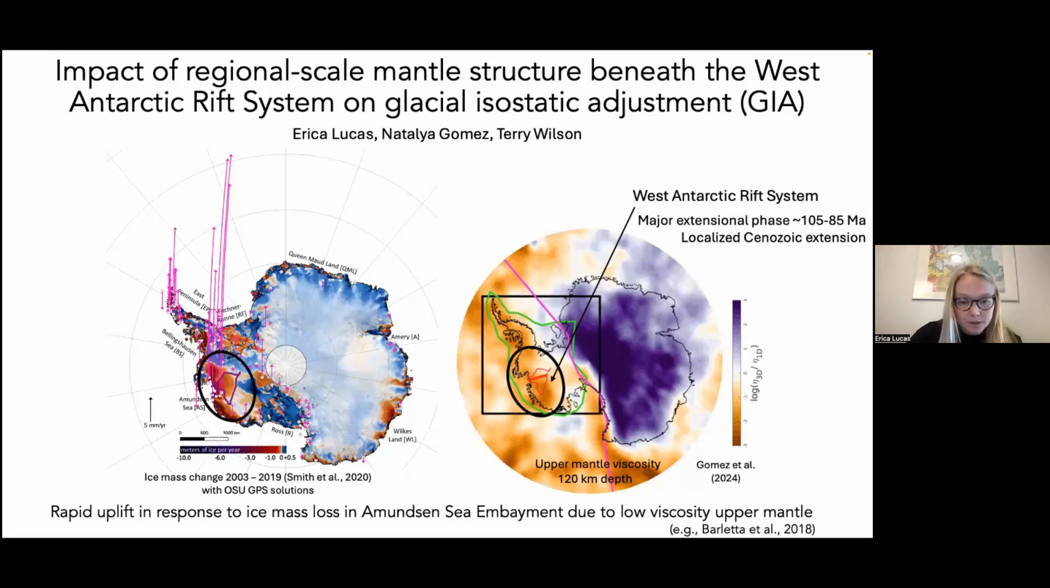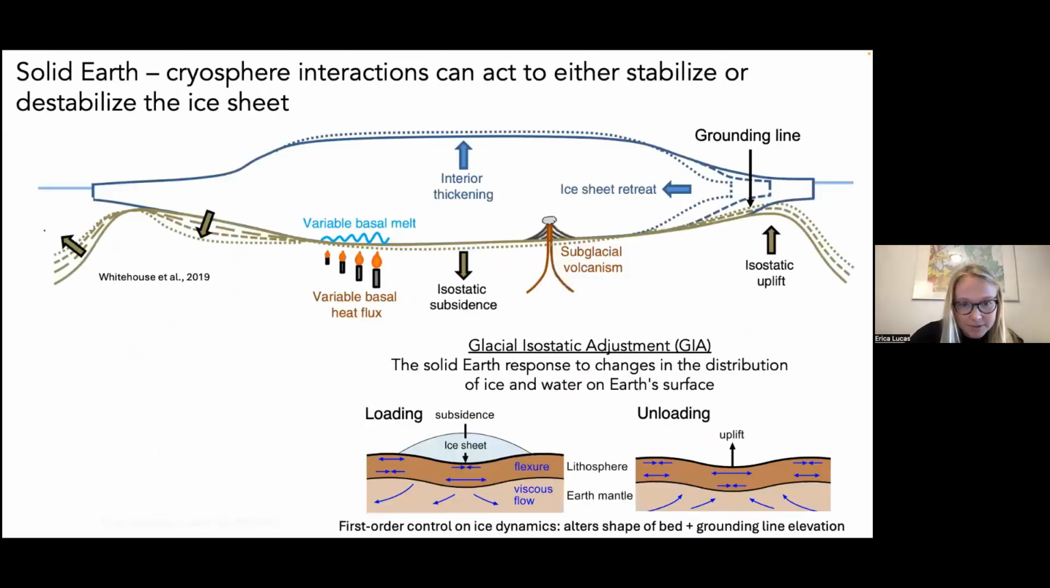I'm trying to switch slides, but okay. We know that there's a range of interactions that occur between the solid Earth and the cryosphere that can act to either stabilize or destabilize the ice sheet. So this is just a diagram with some of these interactions. But a lot of my work is really focused on better understanding glacial isostatic adjustment, the solid Earth response to changes in the distribution of ice and water at Earth's surface.